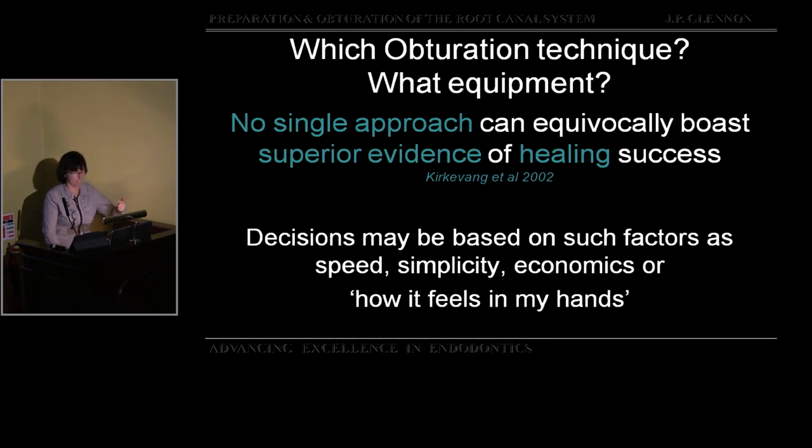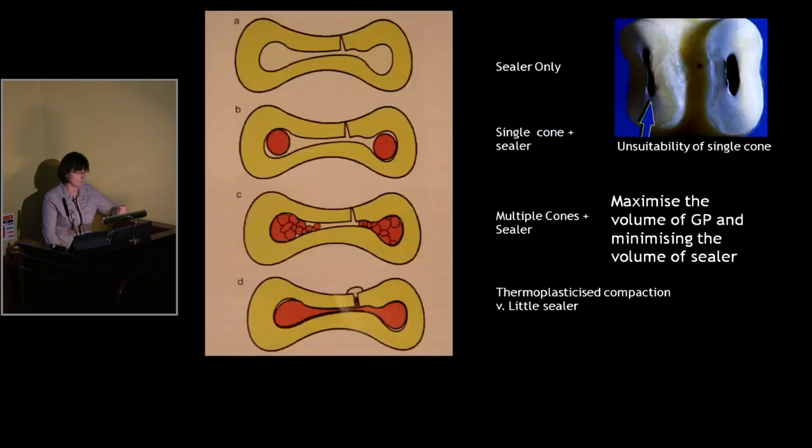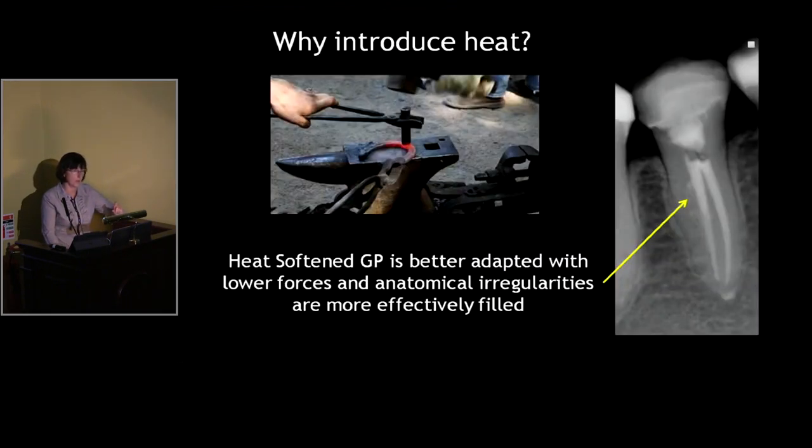What techniques? Within the literature, no single approach can equivocally boast superior evidence of healing success. And in reality, for most of us, it's a case of, I like the feel of that, I like something new, it's easy to use. We do agree we need to maximize the volume of GP, minimize the volume of sealer. So be careful about the single cone technique. We do agree we need to use heat because softened GP is better adapted and anatomical irregularities are better filled.